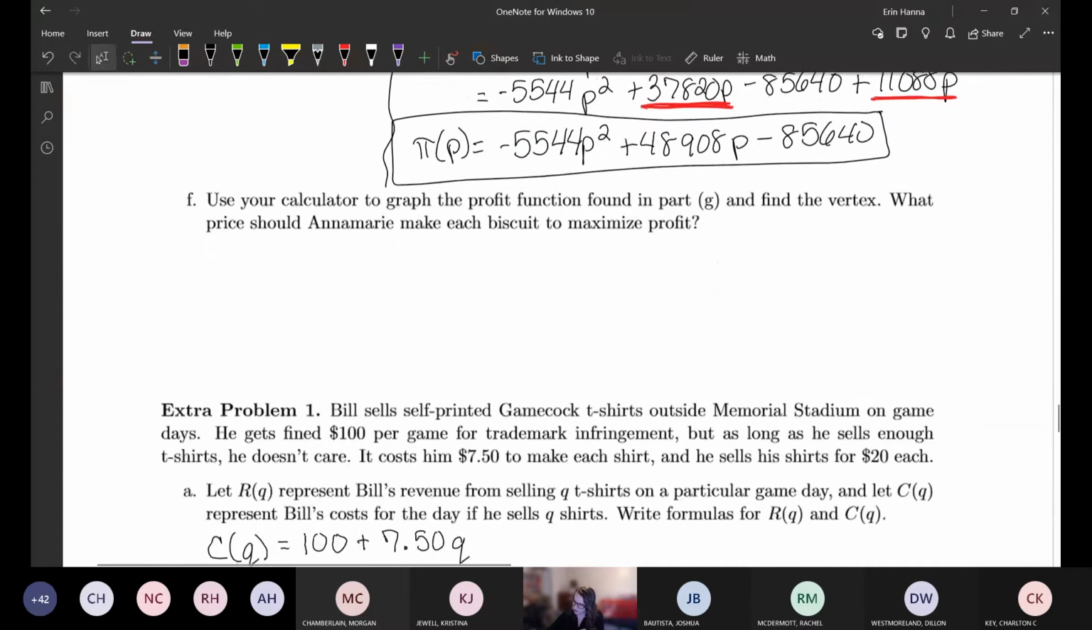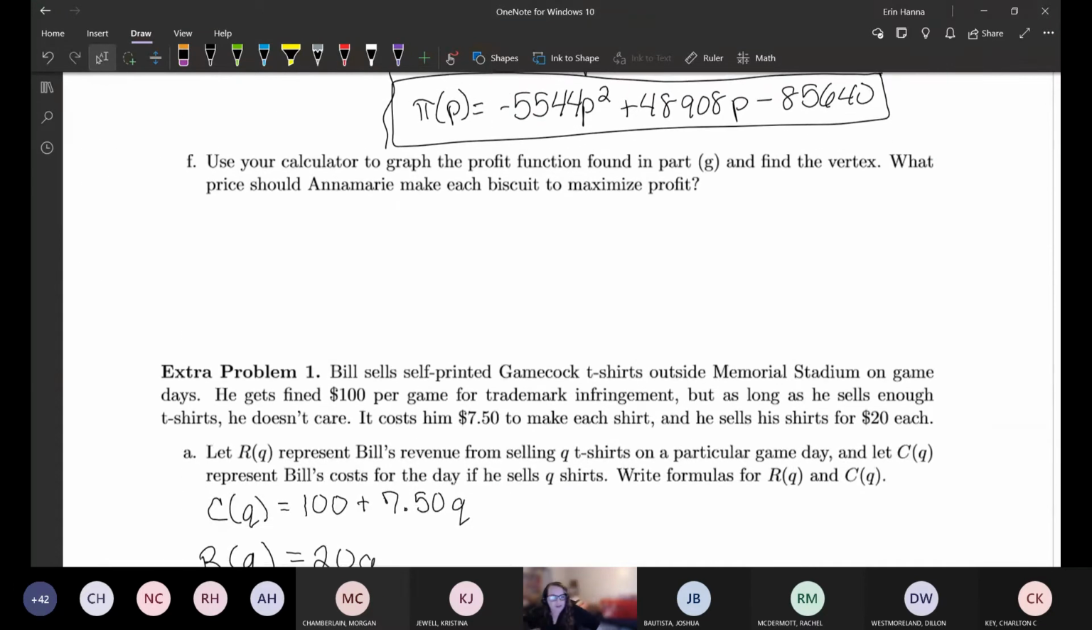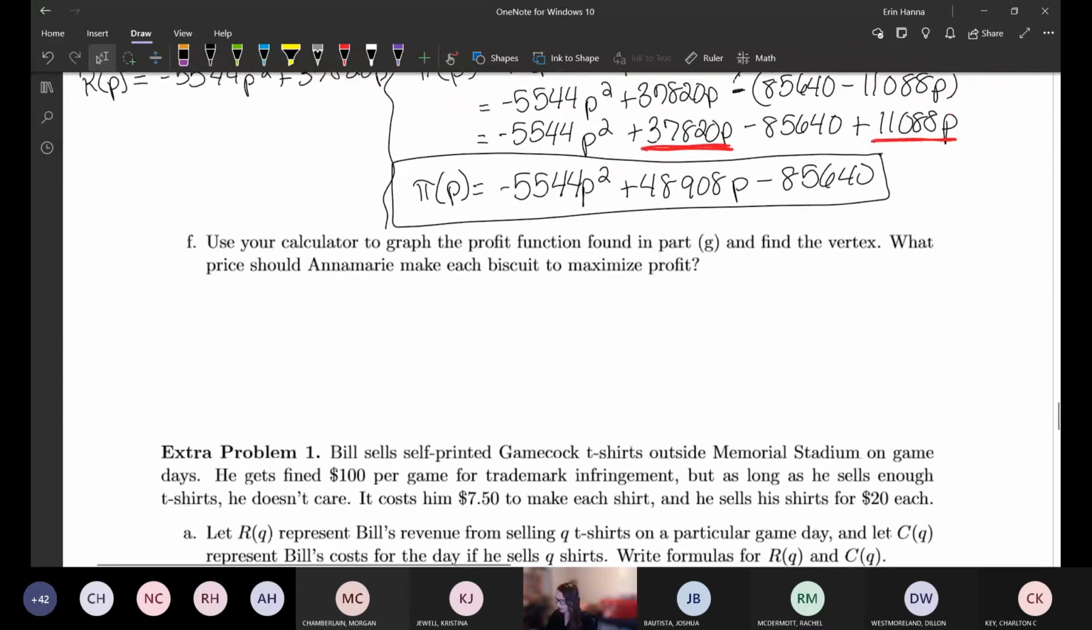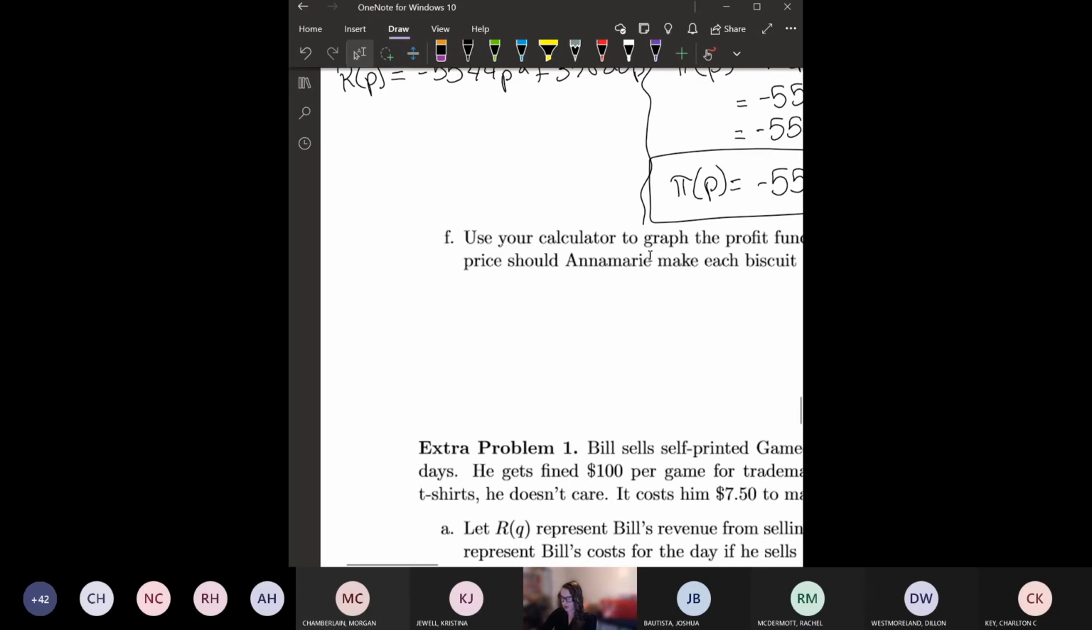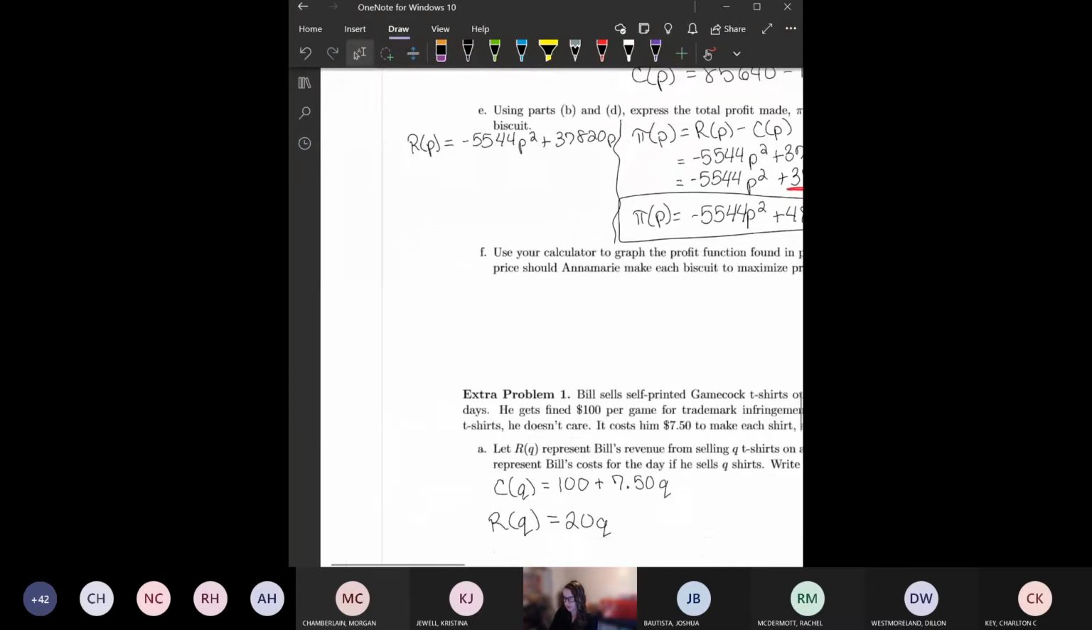So the last part, we want to use a calculator to graph the profit function that we just found and find the vertex. Since we're online, you can of course use websites. Well, I should be careful by saying websites because there are the two that I really allow you to use, quote unquote, because they're the ones that don't do more than I want them to do. So I'm going to pull that up real quick. Hold on one second.